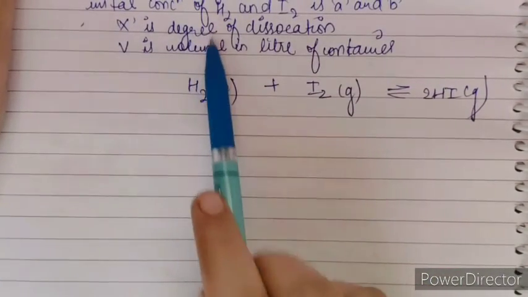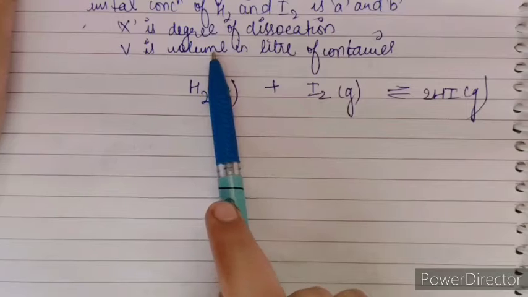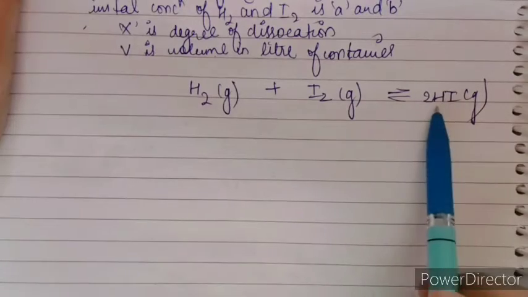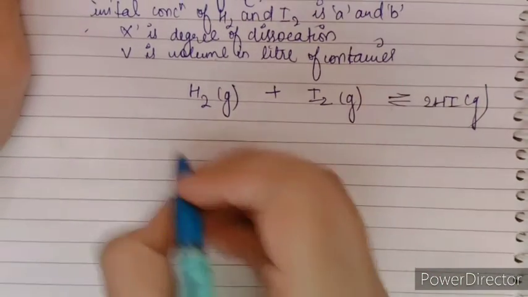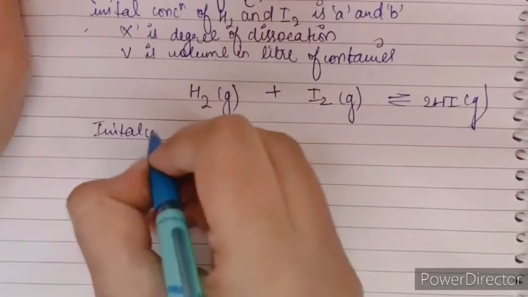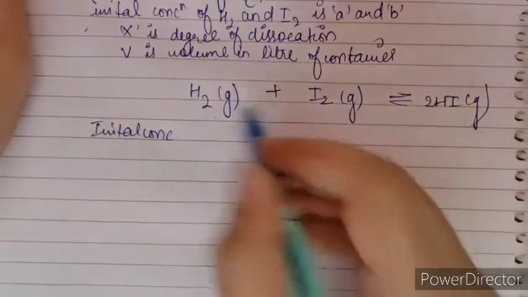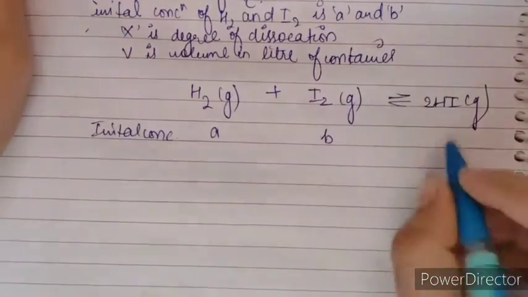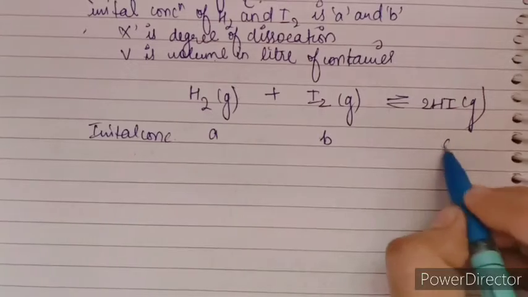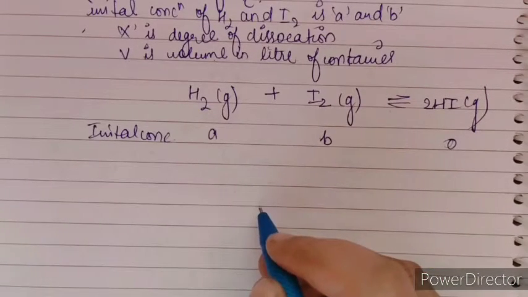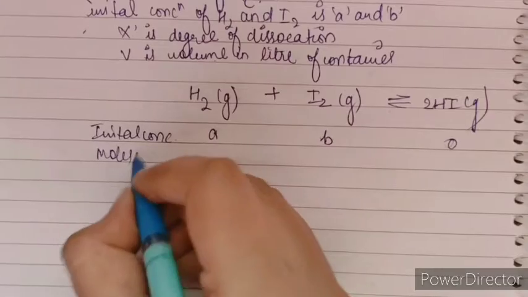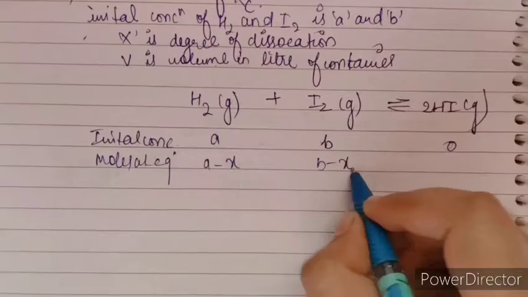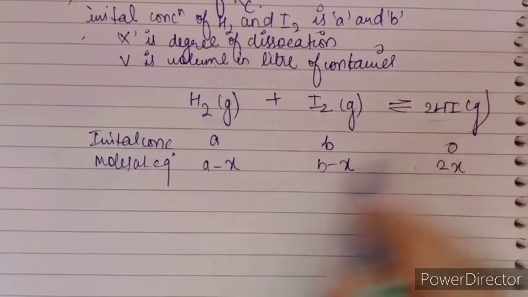So we have to write all the possible suppositions. Now hydrogen gas plus iodine gas in a reversible reaction gives HI in gaseous state. So we have to write the initial concentrations. For hydrogen the initial concentration is A, for iodine it is B, and for HI it is 0. Now moles at equilibrium are A minus X, B minus X and 2X.